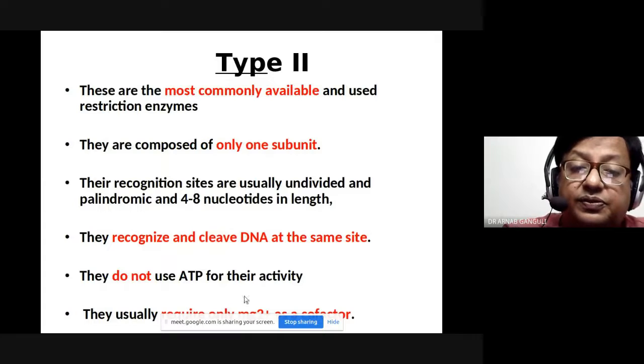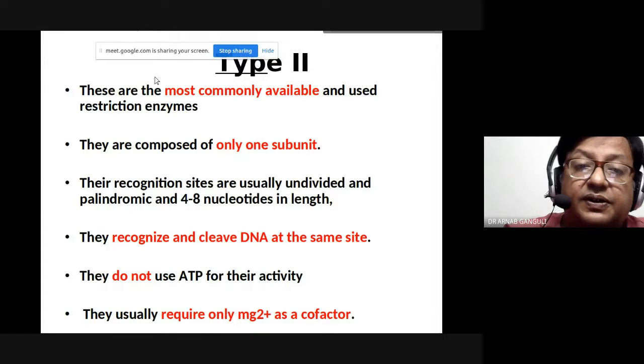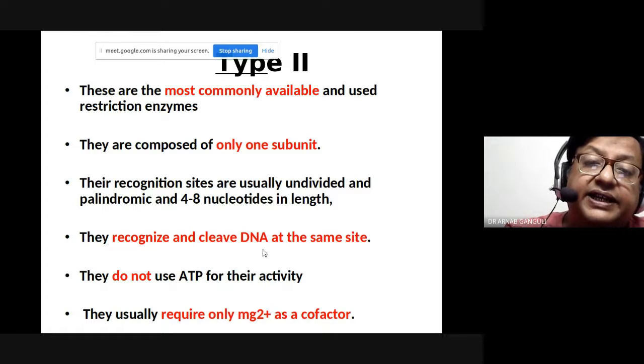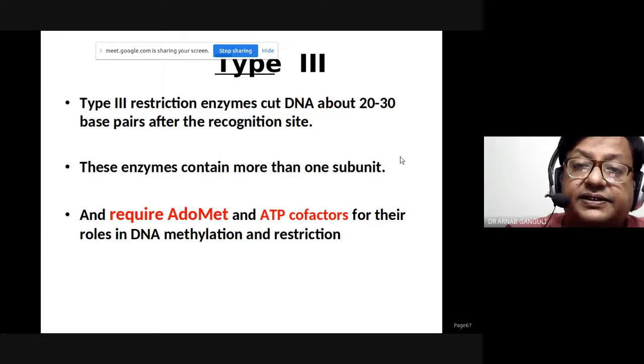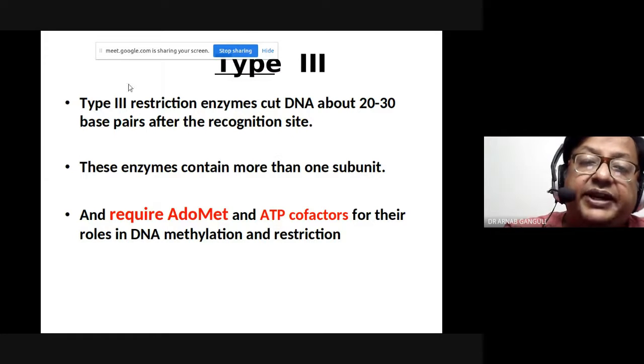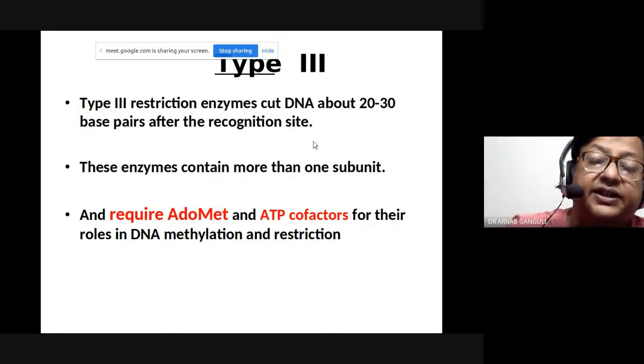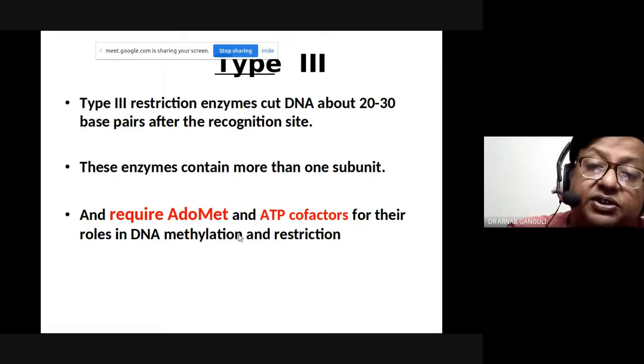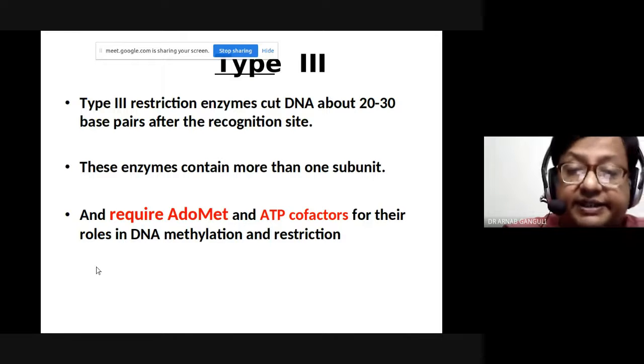Type 2: their recognition sites are usually undivided and palindromic, 4 to 8 nucleotides in length. They recognize and cleave DNA at the same site. They do not use ATP for their activities. They usually require magnesium as cofactor. So the type 3, they cut 20 to 30 base pairs after the recognition site, not inside it. They require S-adenosyl methionine and ATP cofactors. They need it additionally.